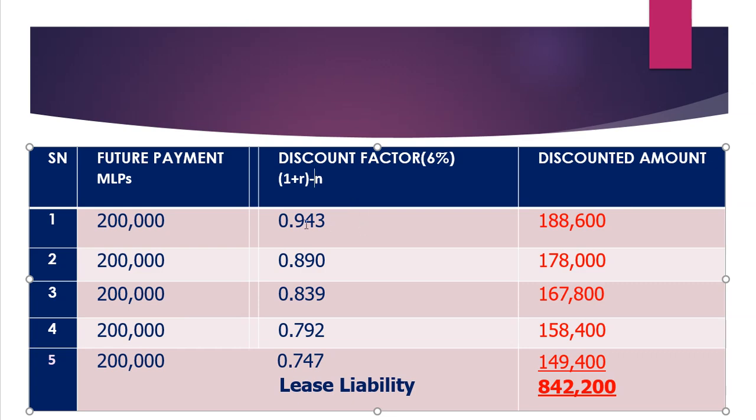What you do after getting the discounting factors, multiply them with the minimum lease payments to get the present values, the column that I have painted red. Multiply this by this to get this. So I code this discounted amounts such that it can be somehow clear. But literally, these are present values. Then after, add them. So if you add them, you will get the total lease liability.